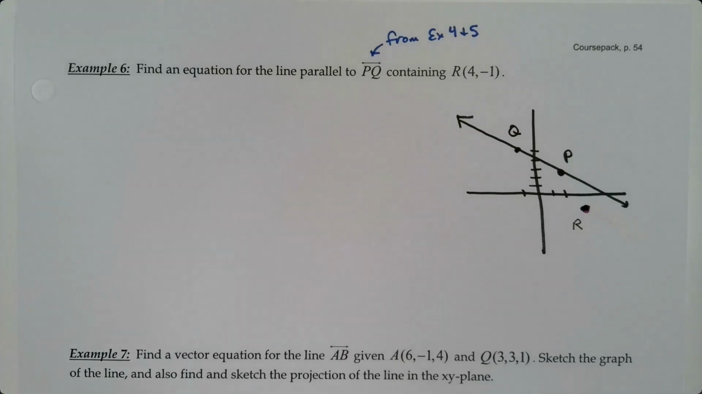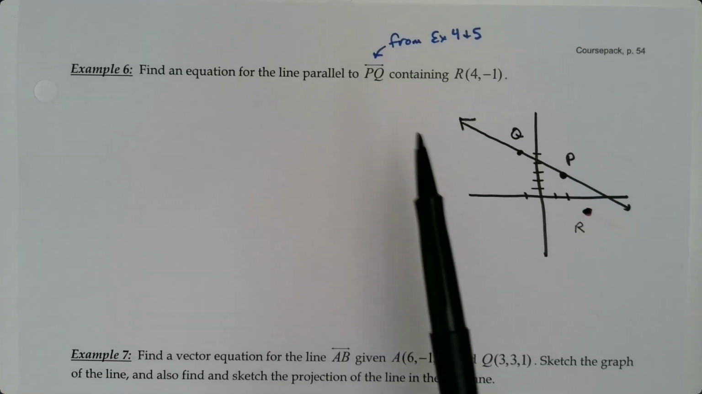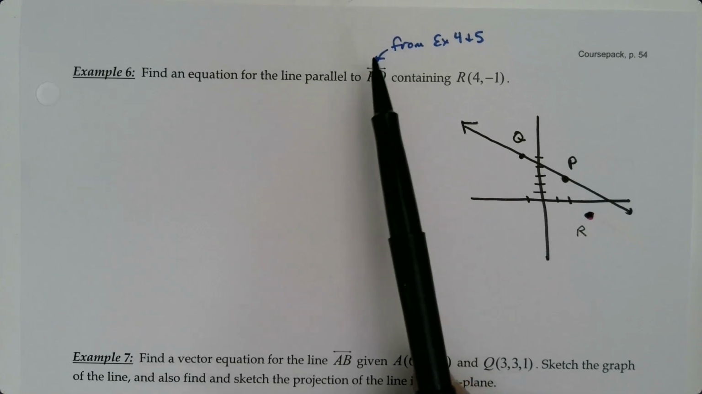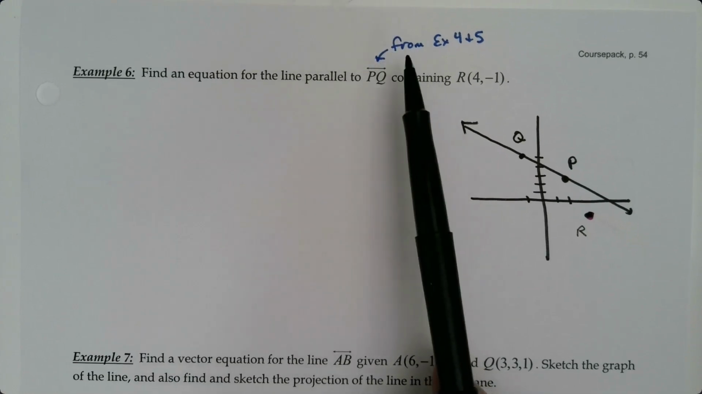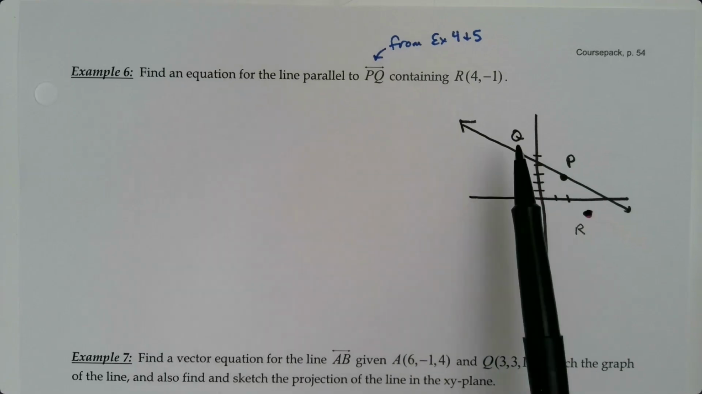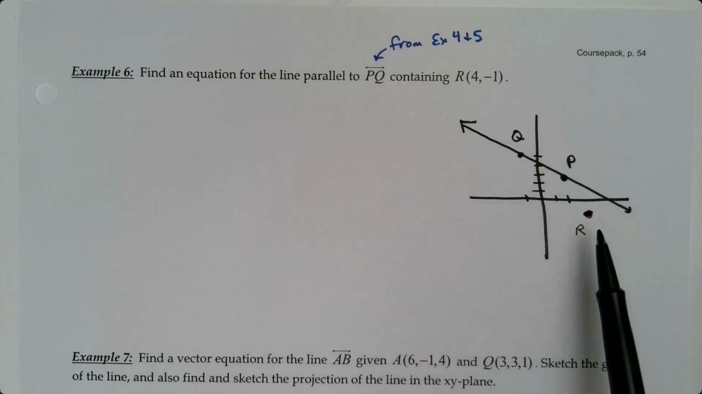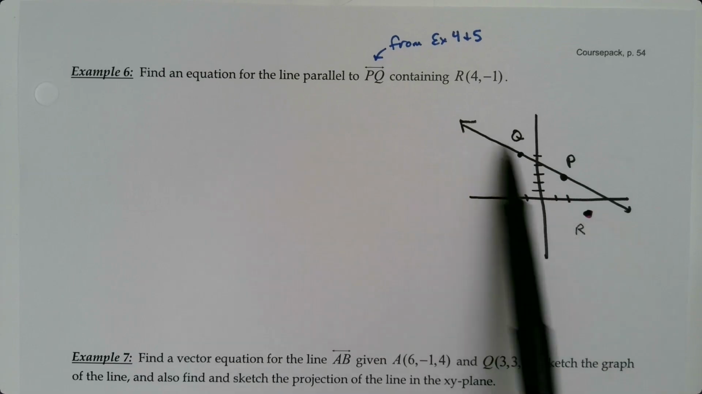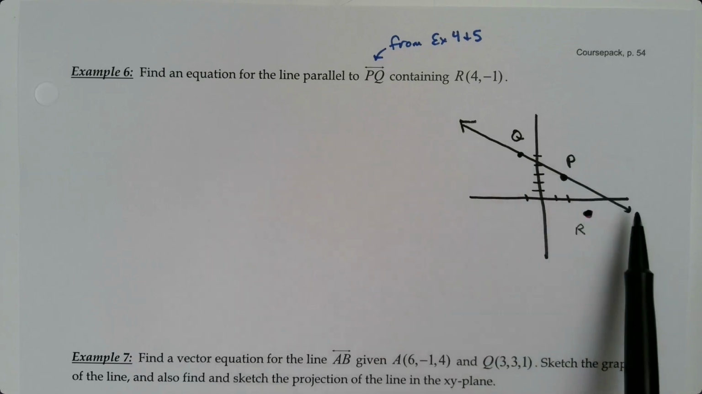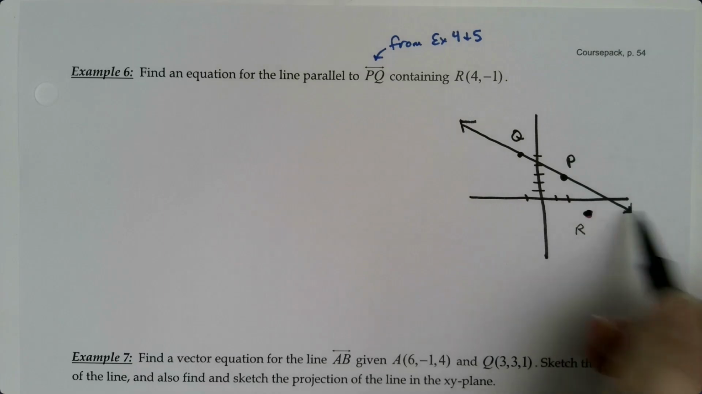So now we want to find the equation of the line parallel to PQ. That's the same PQ from the last two examples, which was in example 4 and 5, but it contains this new point (4, -1), which is R. So I've drawn the line again, so that's PQ, and then we have point R right here.